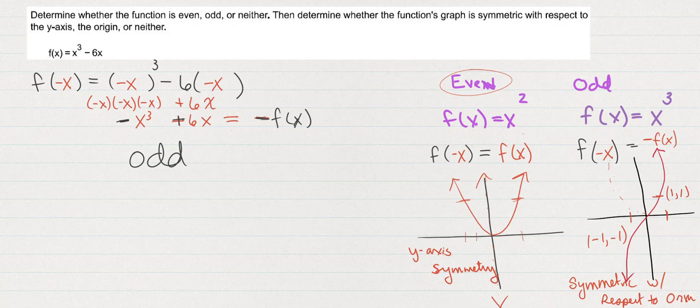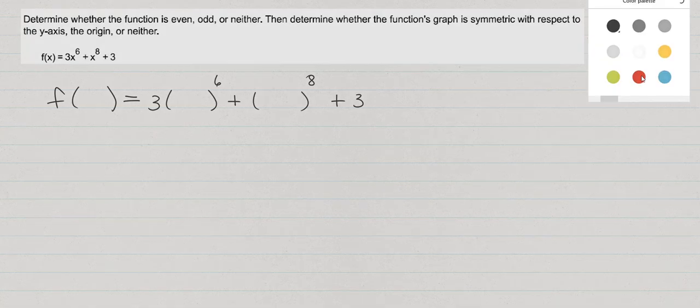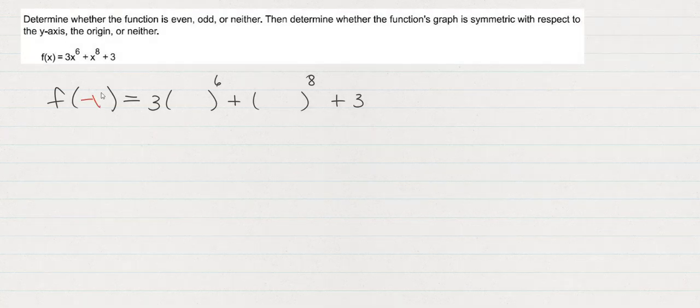Let's look at another example. In this example, we've got f of x equals 3x to the 6th plus x to the 8th plus 3. So what I'm looking for is f of the opposite of x. I'm going to rewrite my function, but in place of every x, I am putting an empty parenthesis, and I'm going to fill all those empty parentheses with the opposite of x.